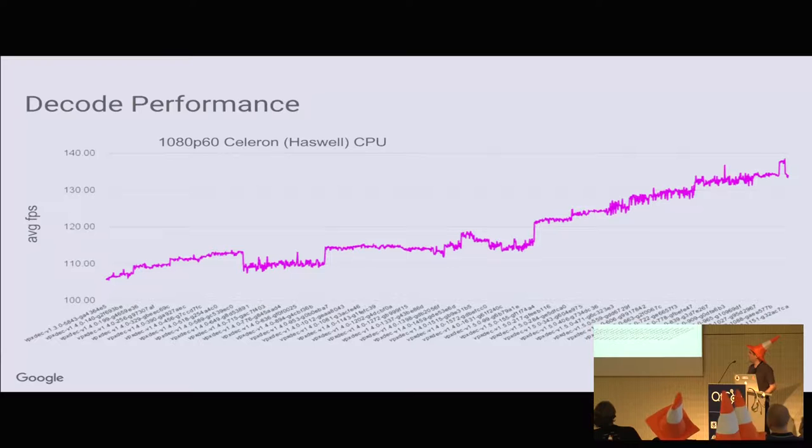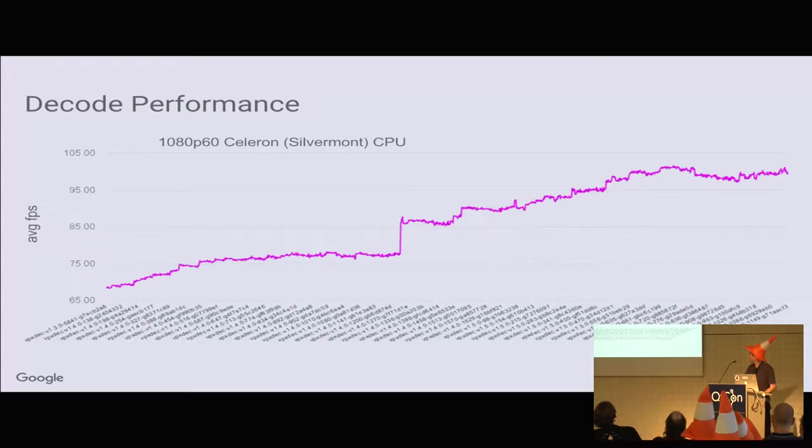So here's a graph of decode performance on a particular clip. I think this one is a game trailer. And it's indexed by git commit hash, which is a little bit weird. But basically, it's April 1st, 2015 through June 2016. And it's frames per second, so up and to the right is good. And here's a different chip, but similar results.